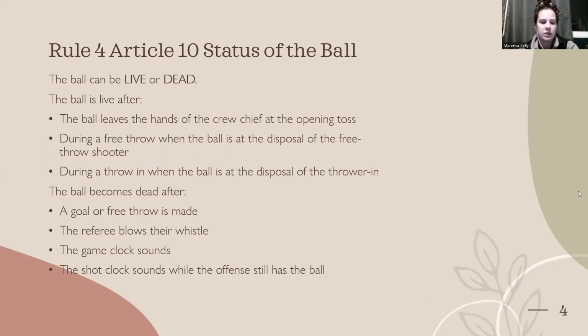So the first important one that we come across in the rules is Article 10, which is the status of the ball. Live ball, dead ball. Everybody's heard everybody say that every now and then. The ball can be live, the ball can be dead. The ball is live after it leaves the hands of the crew chief at the opening toss. So once you've tossed the ball in the air, the ball is now live.